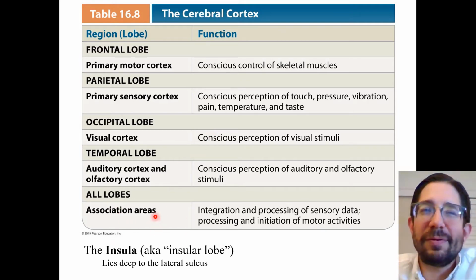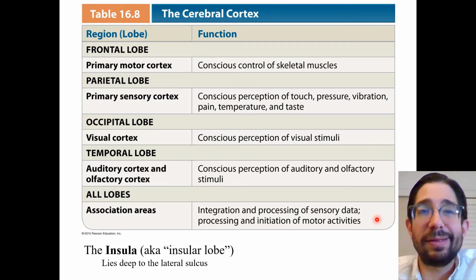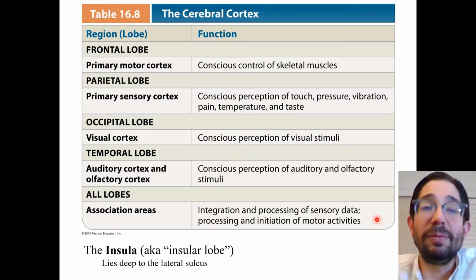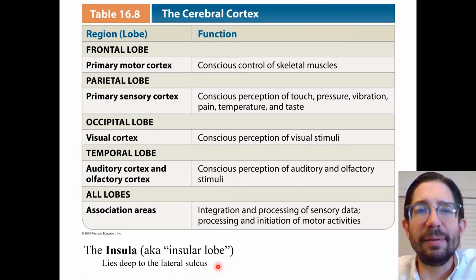All of these lobes have what are known as association areas, where they're integrating and processing data. They're also helping plan out motor activities. But we'll talk about those in a moment. We'll have some examples of those. But in short, it's like checking in with other parts of the brain to make new associations, to figure out what the brain should do with this information it's gained. And don't forget about the insula, or you can call it the insular lobe. It's deep underneath this big sulcus called the lateral sulcus on the side of the brain. We'll see more on that in a minute.